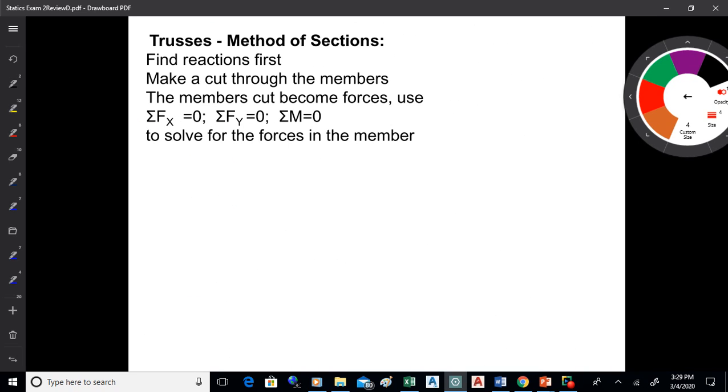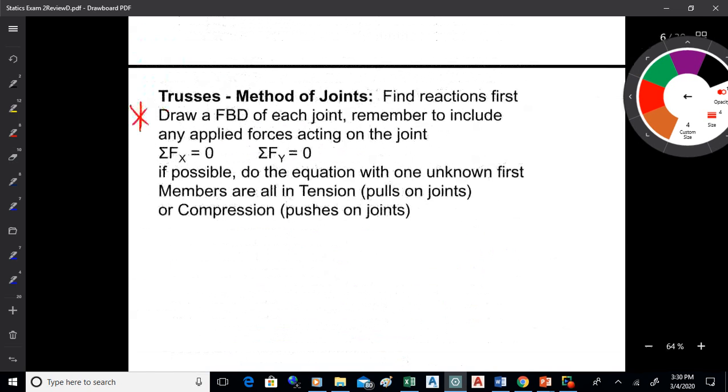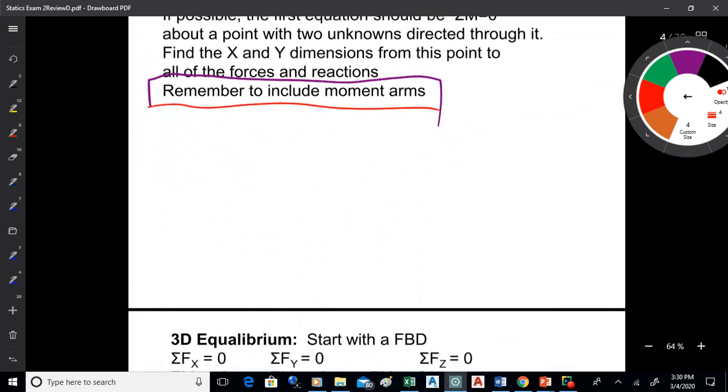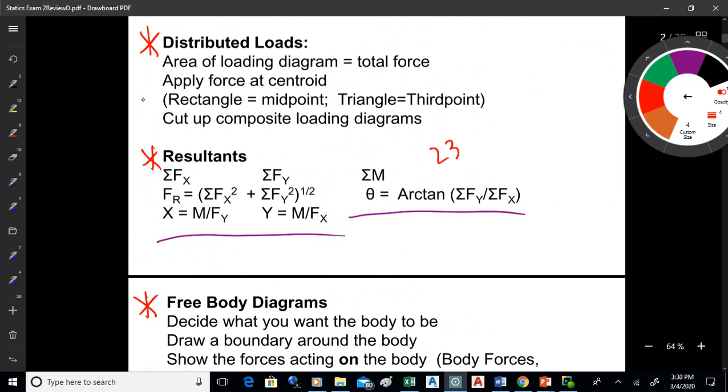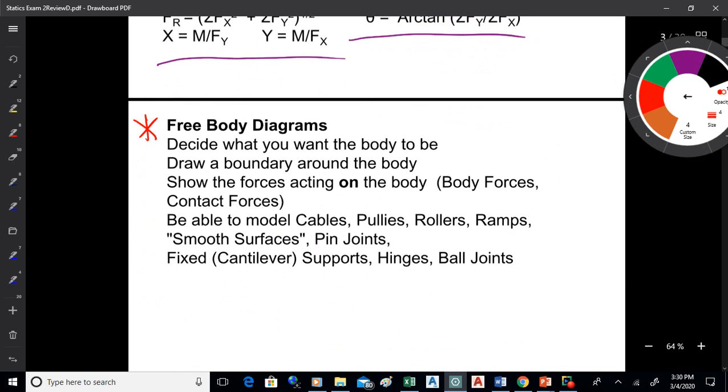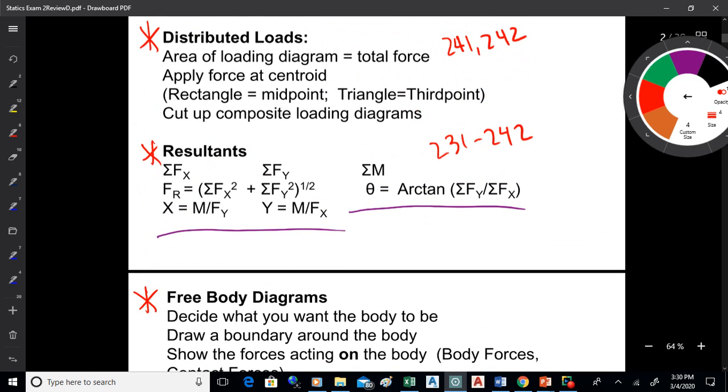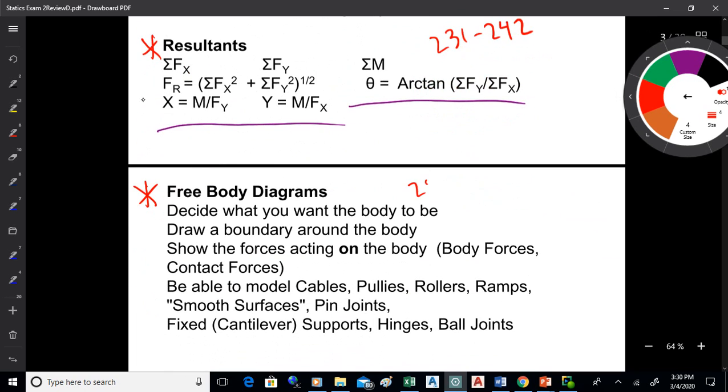So let me get some problem numbers there. 221 is the couples. The resultants are 231 through 242. So just so we're all clear on what we're talking about here. Resultants are 231 through 242. Distributed loads were actually 241 and 242. Okay. Freebody diagrams, we drew lots of them, so I won't write down, well, actually, no, that was 251 through 255, right? I think.